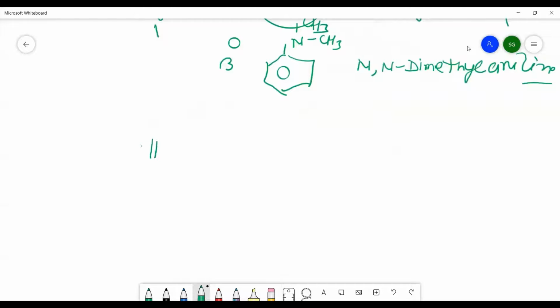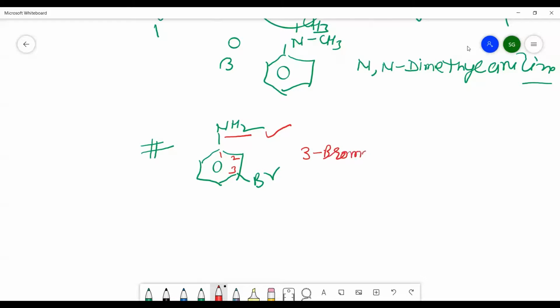Now, in another one, suppose the substituent is present in the benzene ring. Suppose Br is present over here. Now, according to the priority rule, the NH2 will get priority and Br will become the substituent. So the numbering will start, and it will become 3-bromo aniline. So it depends upon the priority rule, which group gets priority, so that we get the position according to that group.